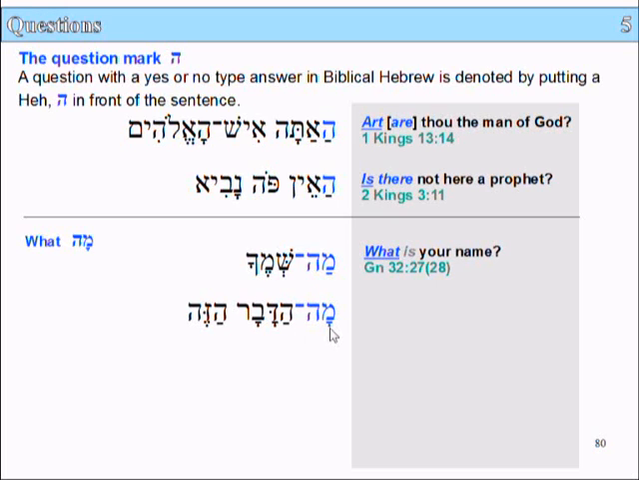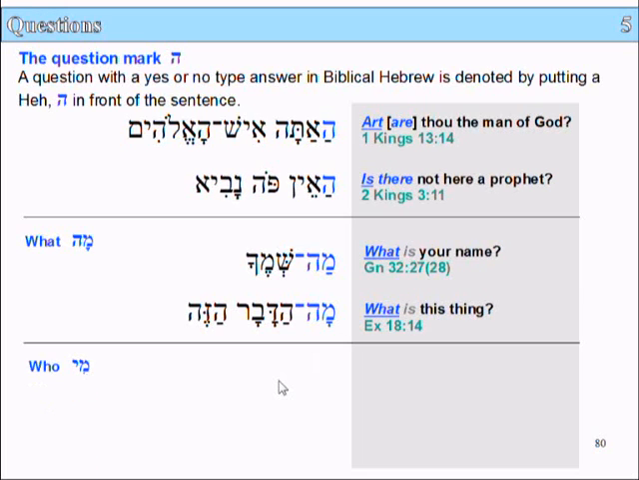Here's another example. Ma hadavar hazeh. What is this word, or what is this thing? Davar can mean word or thing, depending on context. And in Exodus 18:14 we read, what is this thing? Ma hadavar hazeh. What is this thing?